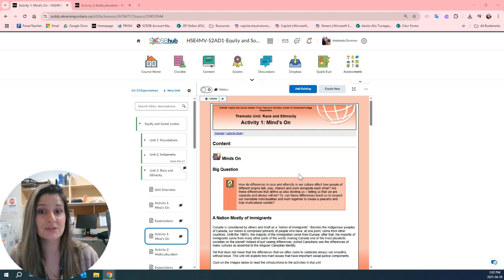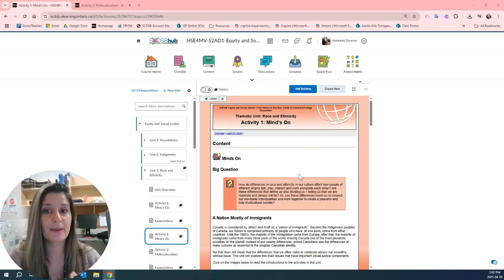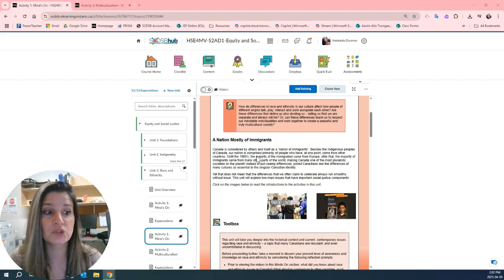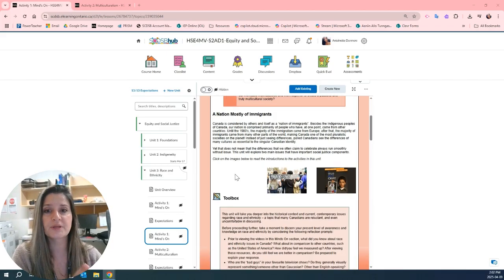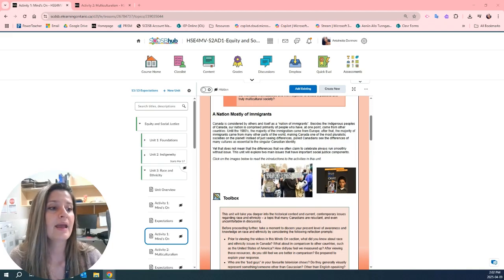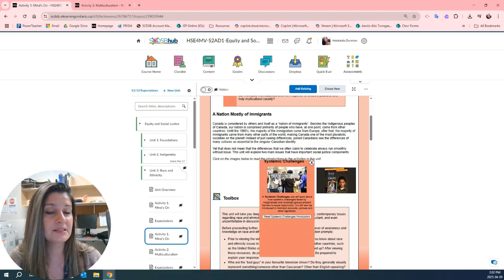The thematic unit that's going to be opening up is race and ethnicity, and we will be completing a minds-on activity to get us started. So we are going to look at the three subgroups that we are going to be following for this unit. The first one is multiculturalism, and then systematic challenges and representation in the media.